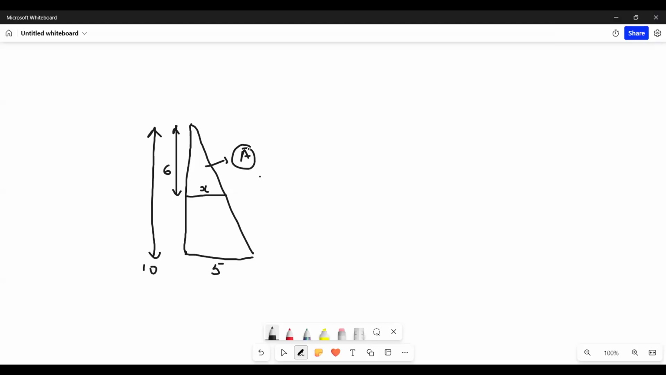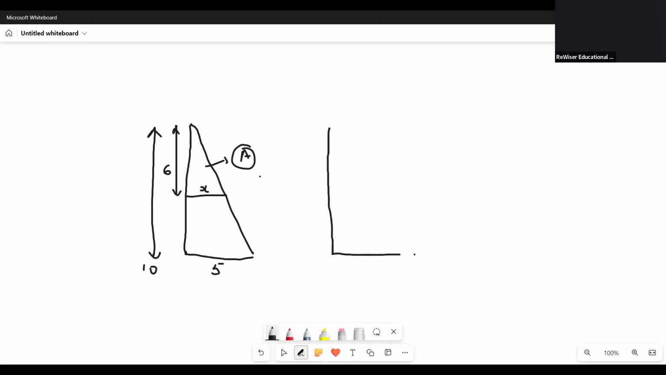Area of that should be, wait one second. First for the scale factor, 10 by 6. It's 1.67. X should be 2.78. So the volume must be. I asked area. Oh yeah, area. My bad.